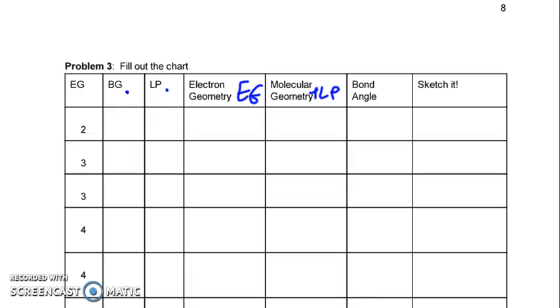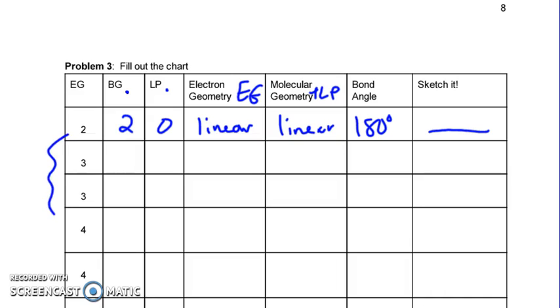So if we have electron groups of 2, we have bonding groups 2. It's the only one we have in this case, so 0 lone pairs. The electron geometry, do you remember what 2 points determine? A line, it's linear. And notice if you have 0 lone pairs, it's going to be the same geometry. Bond angle of linear is always 180. Now, if you look at the notes from 10.3 so far, we did not do any of those.